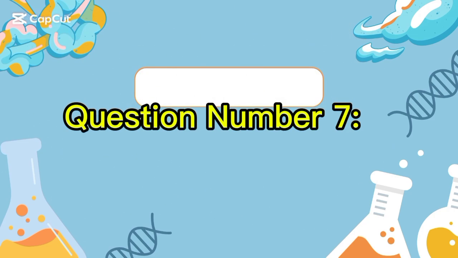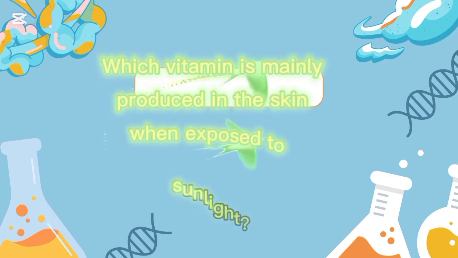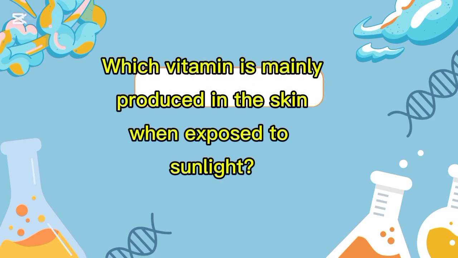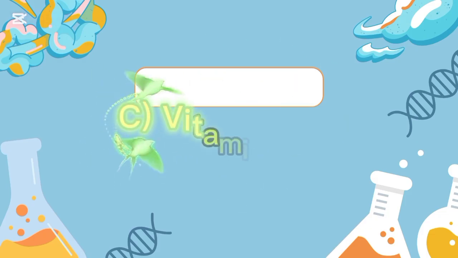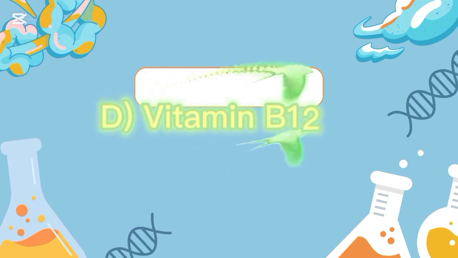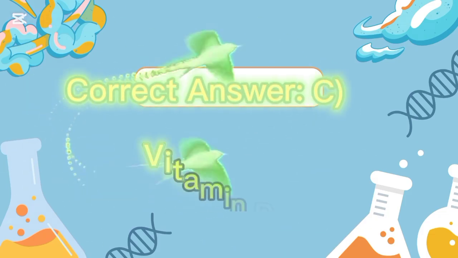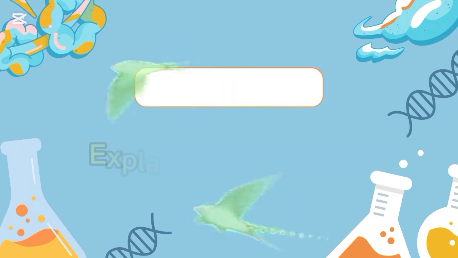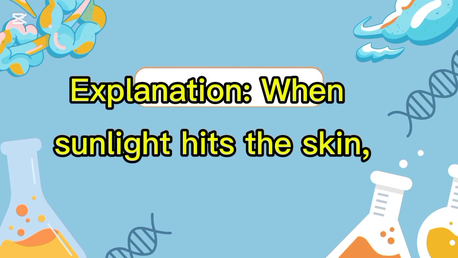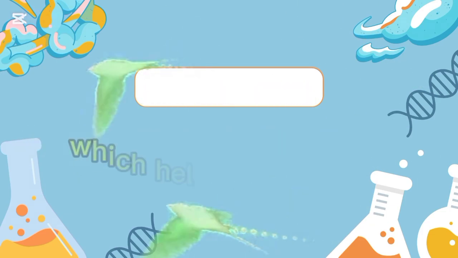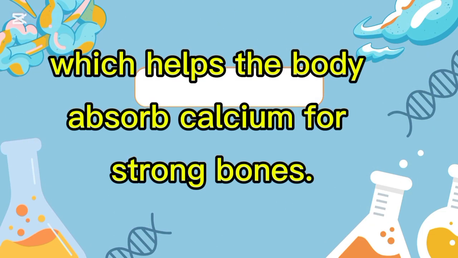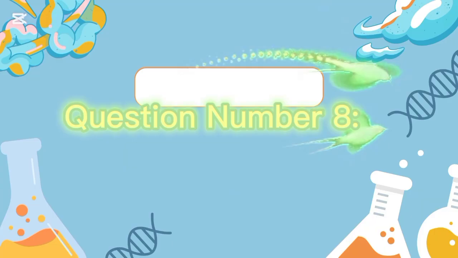Question number 7. Which vitamin is mainly produced in the skin when exposed to sunlight? A. Vitamin A. B. Vitamin C. C. Vitamin D. D. Vitamin B12. Correct answer, C. Vitamin D. Explanation. When sunlight hits the skin, it triggers the production of vitamin D, which helps the body absorb calcium for strong bones.